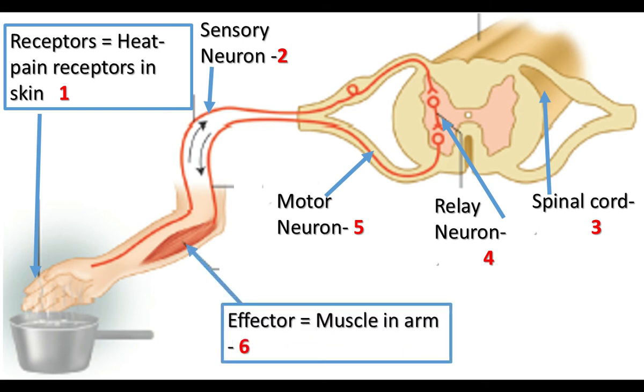A muscle is an effector organ, or a gland is an effector organ. The activity is done by the effector organ. These structures involved in the reflex activity form the reflex arc.